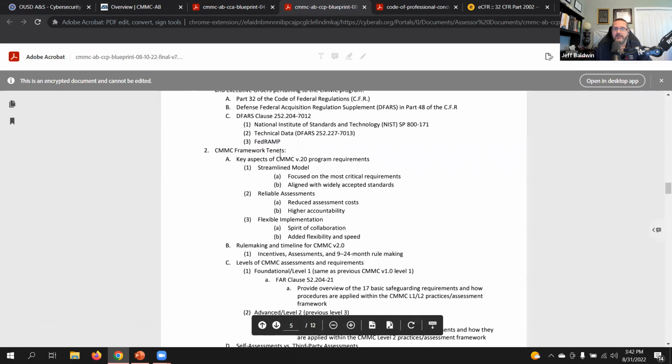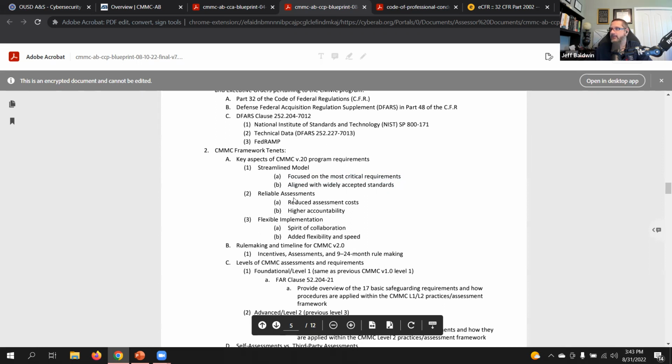So CMMC framework tenets. When we went to 2.0, I think that should be version 2.0, not version .20. We have a streamlined model. So it basically removed the Delta 20. You don't really need to know what the Delta 20 is because that's not in 2.0. And the goals that they want are reduced assessment costs and reliable.